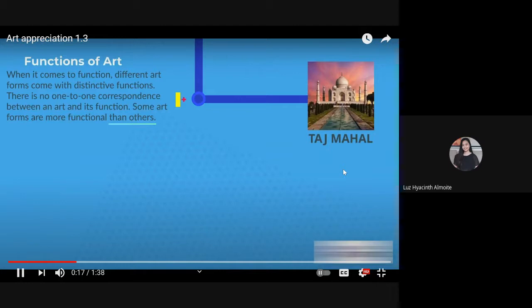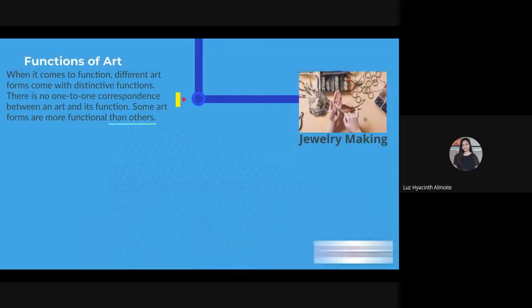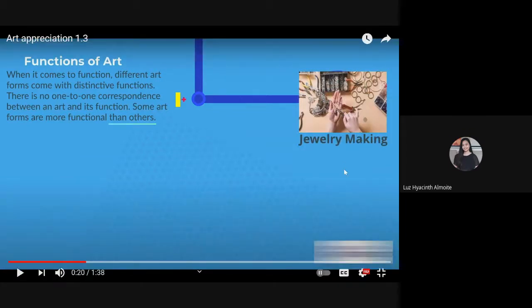Next is jewelry making. As an art, it is known by its product. The name of the art in this applied art is basically denoted by its specific function.